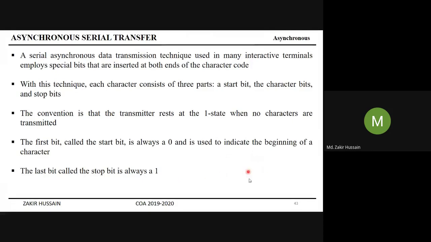How is it that each other knows? If the source is transmitting, how does the destination know? If the destination is transmitting, how will the source know that? So that is what this point is talking about.